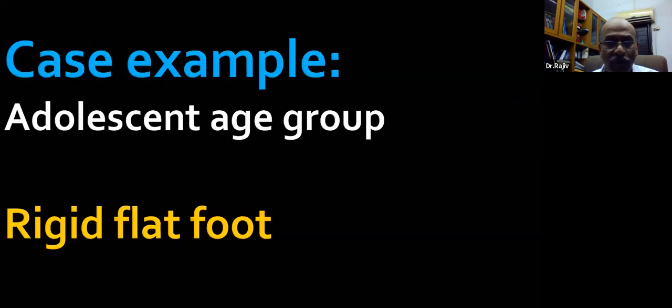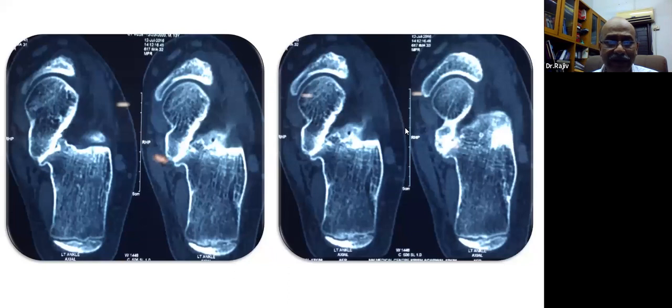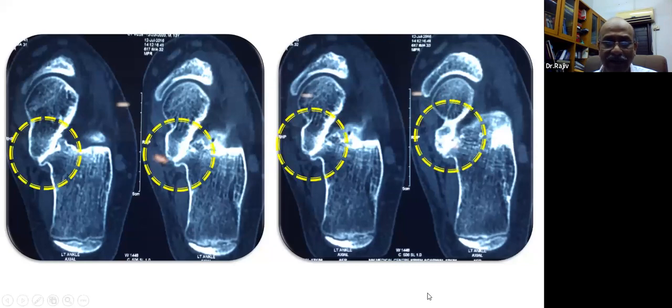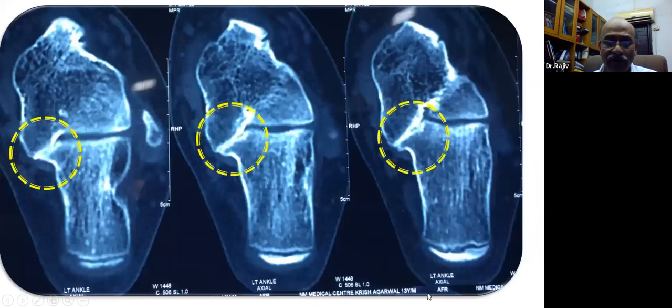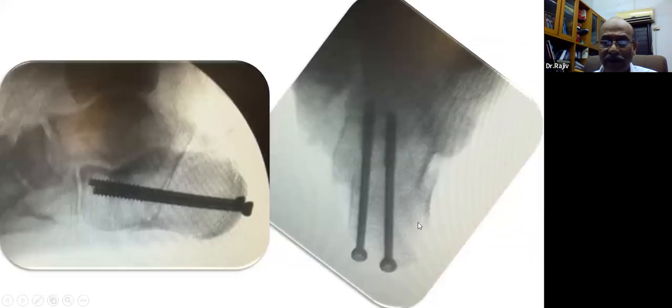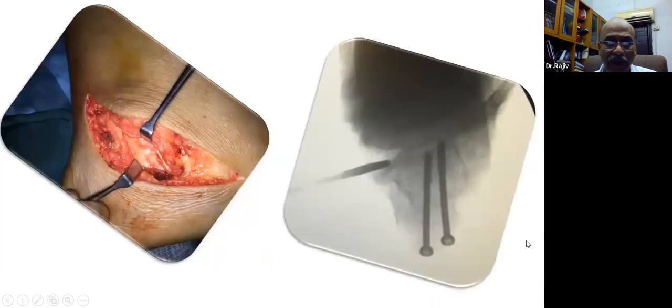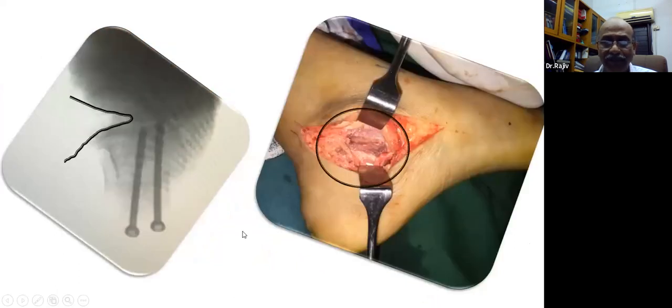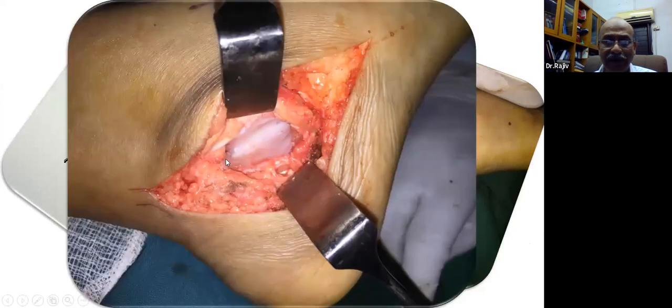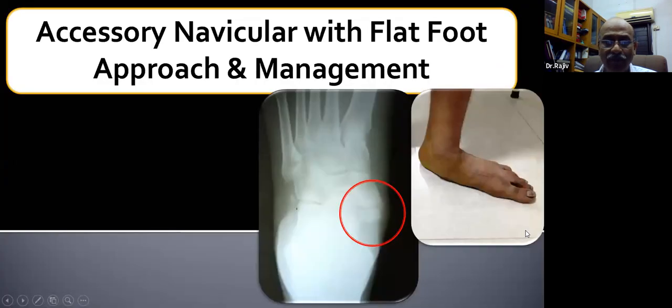Adolescent age group, if you have a rigid flat foot like this, can you see this? It is a case of talocalcaneal coalition, congenital fusion of talus and calcaneus, like this. So this case requires a correction in the form of medial calcaneal slide osteotomy and excision of the coalition, that was done in this case. And the excision area was packed with bone wax.